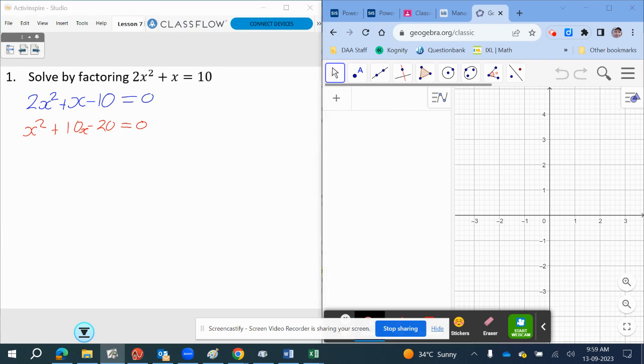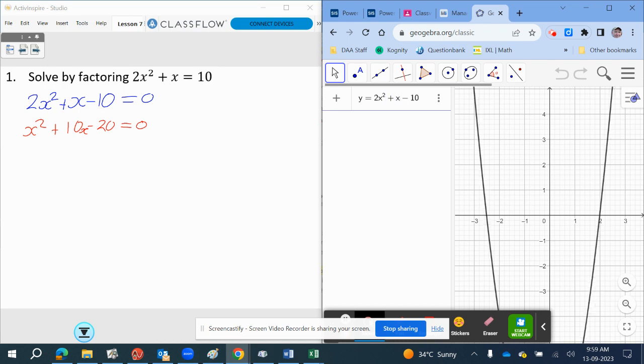Okay, so what we're looking for is the roots of this function, y equals 2x squared plus x minus 10. This isn't actually a function, but it should have the same roots as this function here. So if we write 2x squared plus x minus 10, we can see that the roots are going to be minus 2.5 and 2, and that's what the equation gives us, and that's what we should be getting.